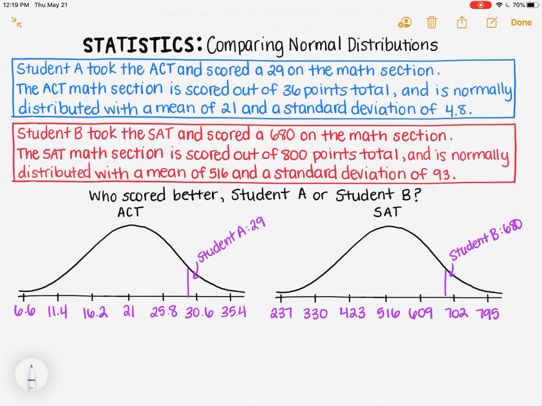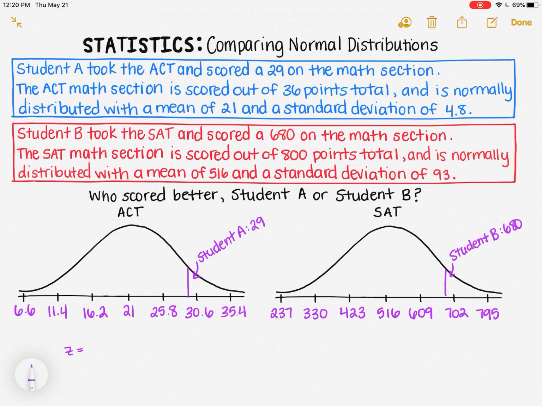So we need to take another step to figure out which student did better on their exam. To help us get a more exact idea of where each student's score falls, it will be helpful to find the z-score for each of their scores. Now remember, the z-score tells us the number of standard deviations above the mean each data point is. So whichever student has a higher z-score, that means their score is farther above the mean and therefore better than the other student's score. So let's go ahead and find the z-scores for each student.